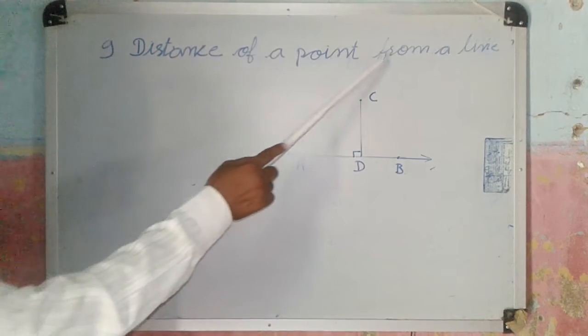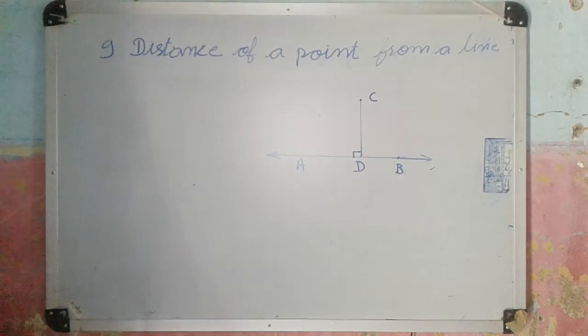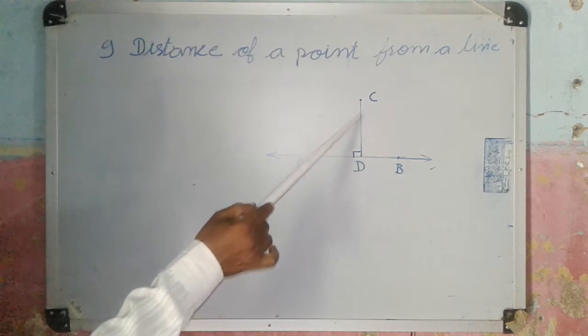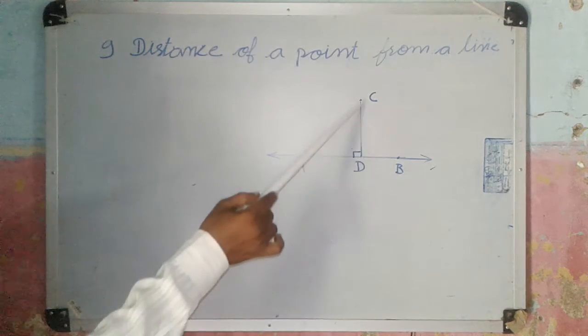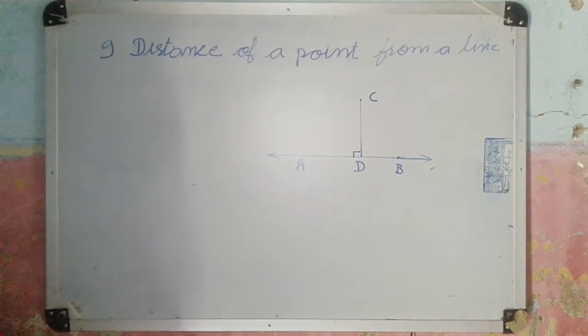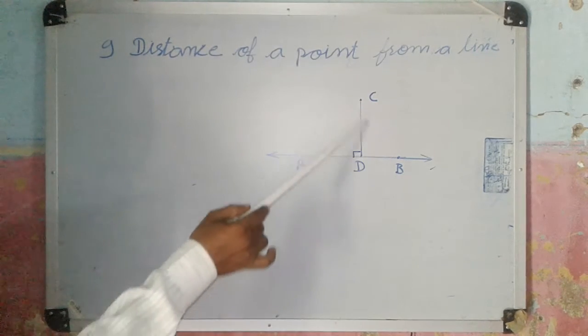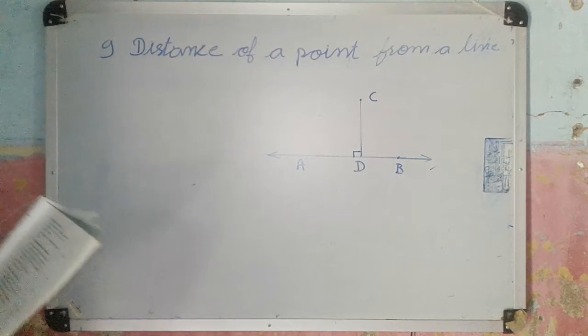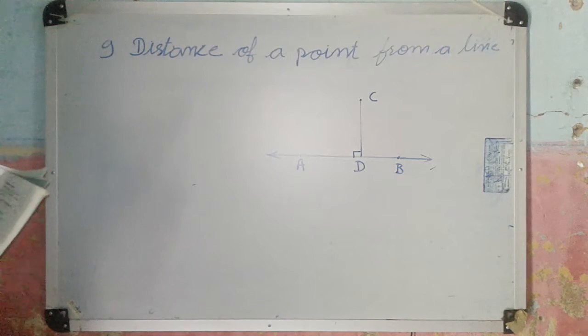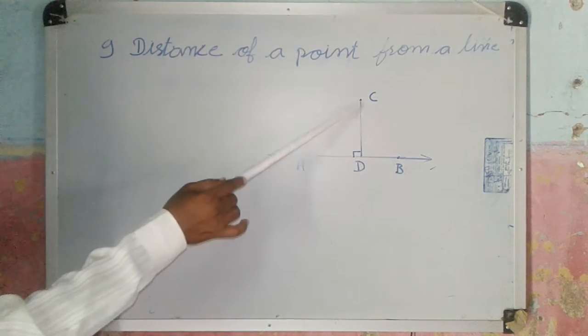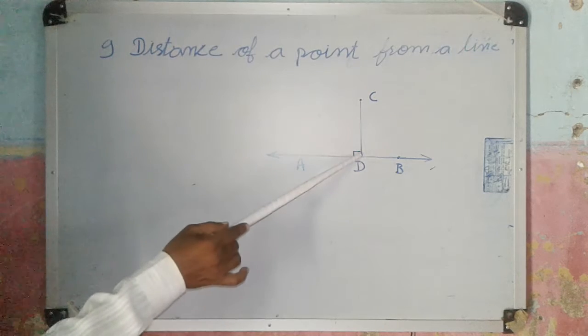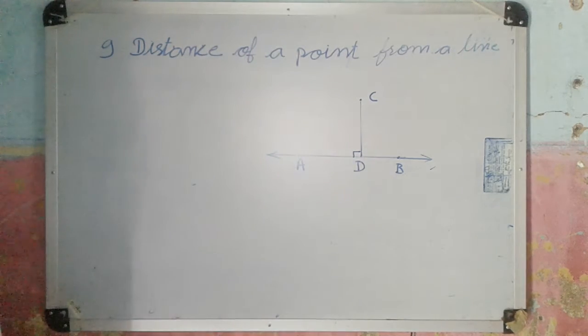Now, distance of a point from a line. This is a line AB. This is a point C. If you draw a perpendicular from C on the line AB, and CD is the perpendicular, then this distance CD is the perpendicular distance. Distance CD is the perpendicular distance from line AB.